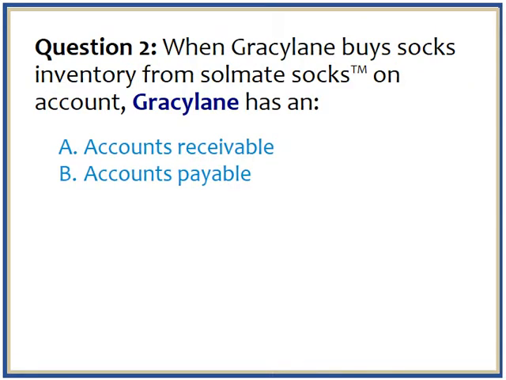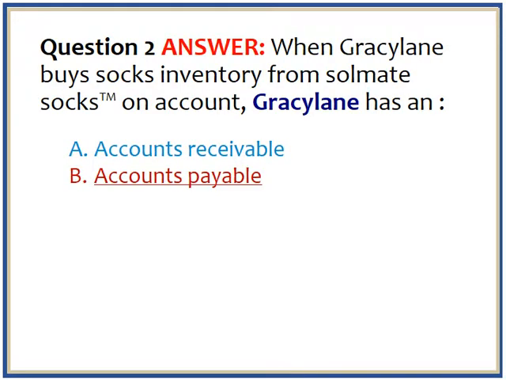The second question reads, when Gracylane buys socks inventory from Solmate socks on account, Gracylane has what? The choices are accounts receivable or accounts payable. The answer is accounts payable. Gracylane has accounts payable because Solmate socks is its supplier or vendor.